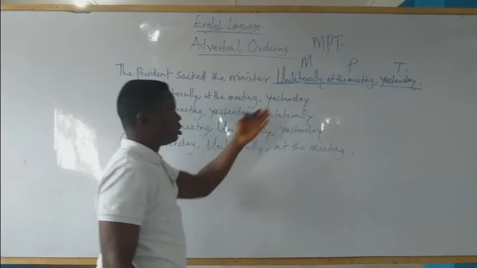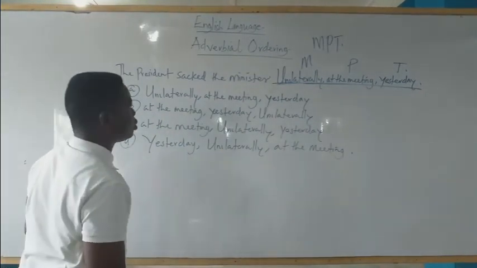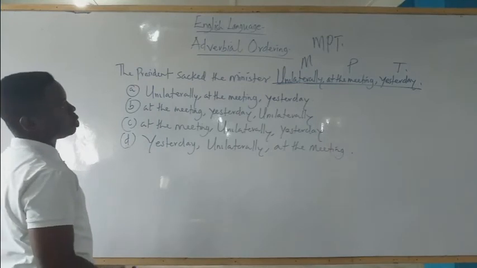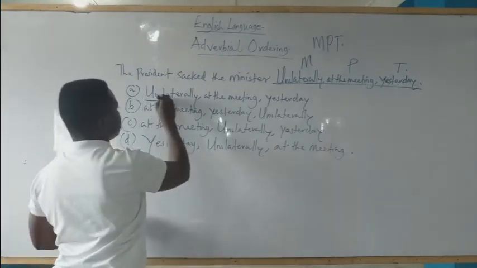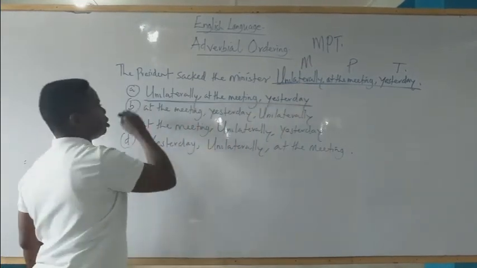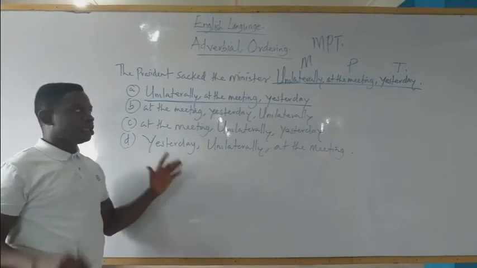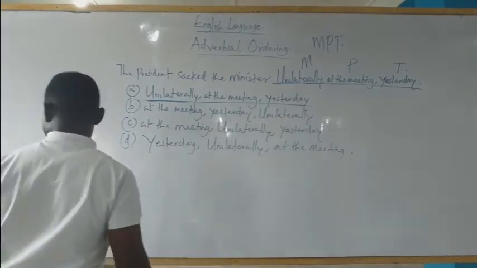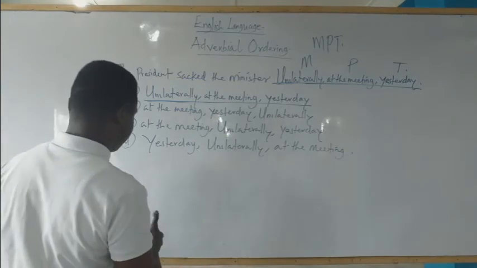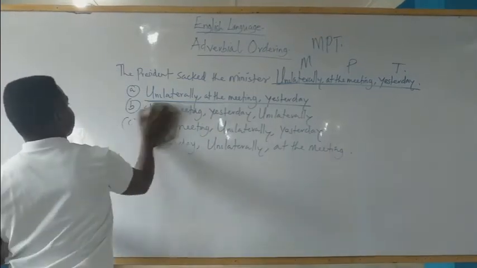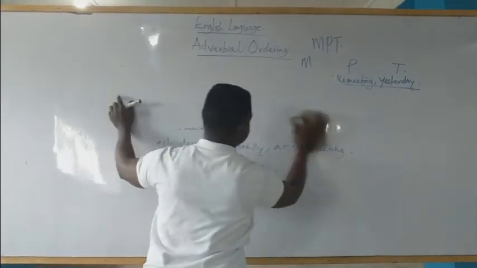Then next thing, check it out in what? In your options. Which option has that? That is option A. Option A is the right answer. So A is our correct answer. Now finally, last example in this aspect. Let's see this example under adverbial ordering.